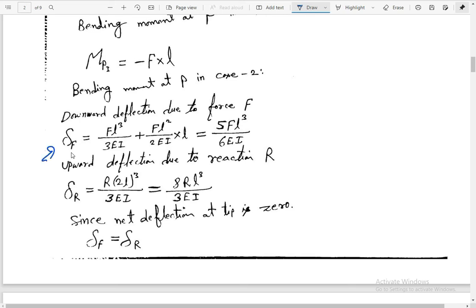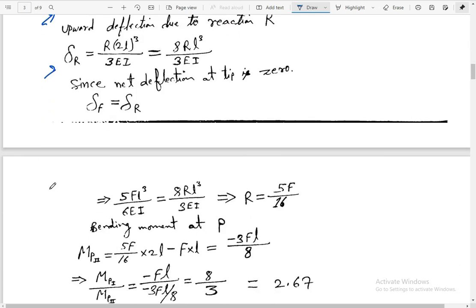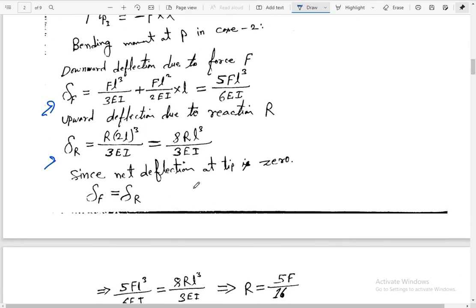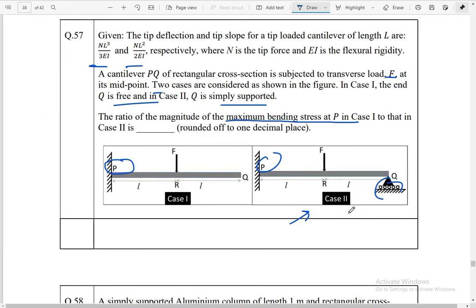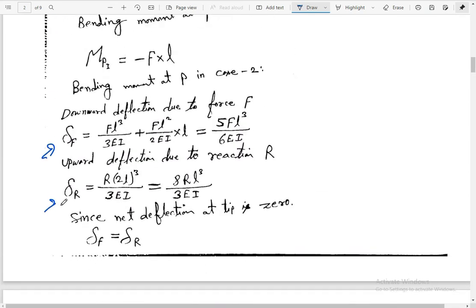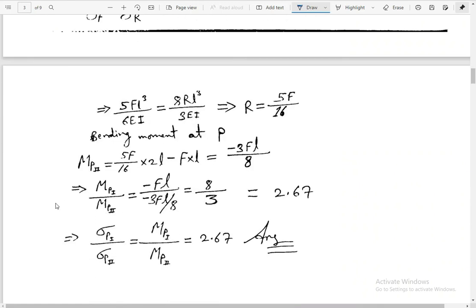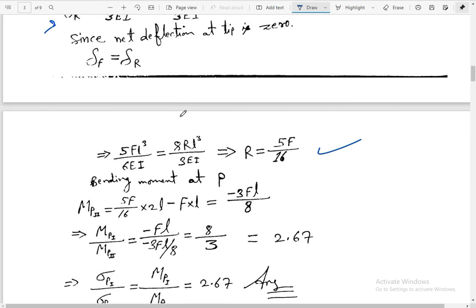and the upward deflection due to reaction R, using this formula, because this is the roller support. So we have to find the upward and downward deflection. Net deflection at the tip is 0, so there is no deflection at this point. We just equate delta F by delta R. R we will get from these two equations, and once we equate, R equals 5F by 16.